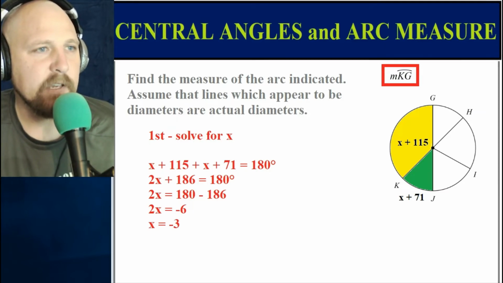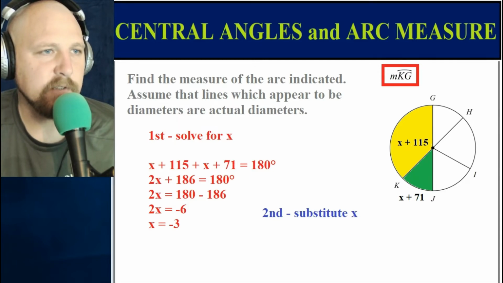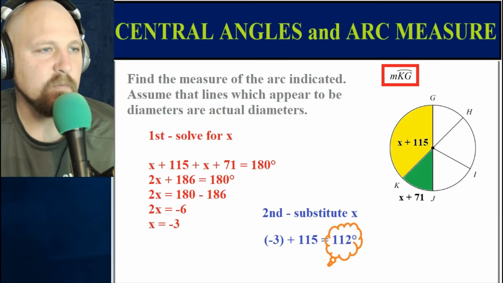Now that we have x, we have to substitute the x into that yellow section there to find that minor arc KG. So negative 3 is the x, plus 115 is going to give us our answer of 112.